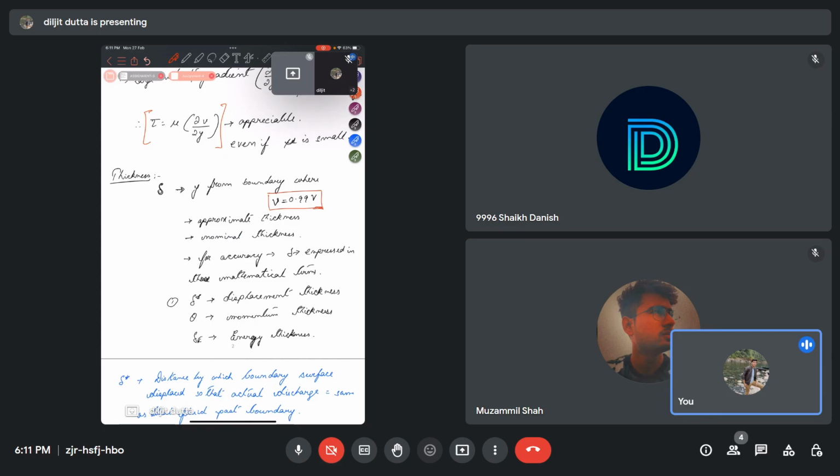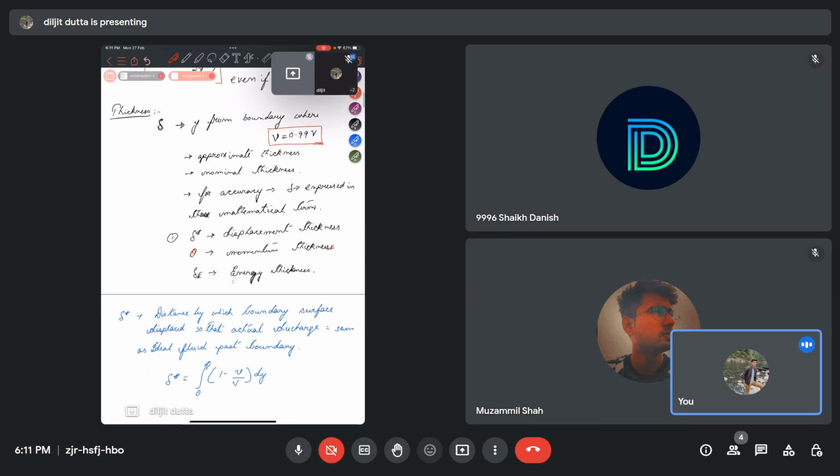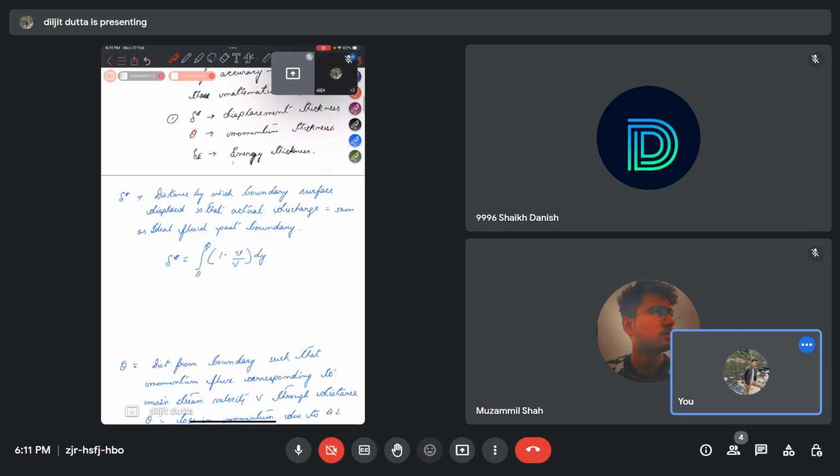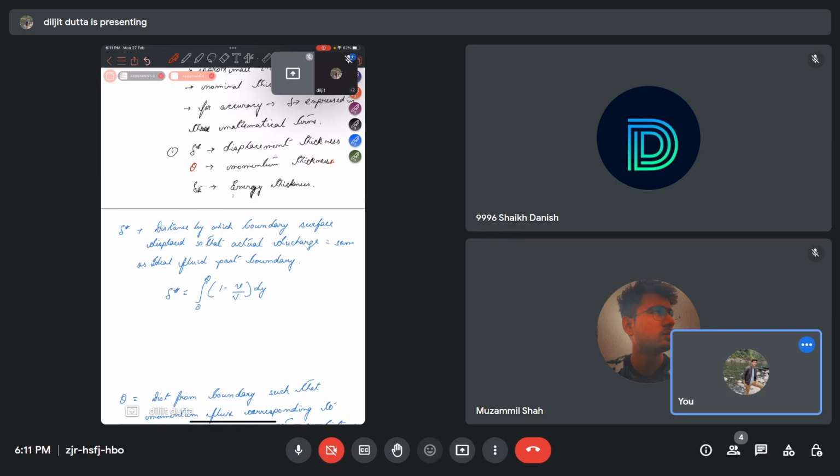So to properly estimate the value of boundary layer thickness, there are three definitions that are introduced. One is the displacement thickness, that is given by delta star. The second is the momentum thickness, that is given by theta, and the third is the energy thickness. All three parameters are based on three different definitions to account for the thickness of the boundary layer. Okay, so first of all is the parameter delta star, that is displacement thickness.